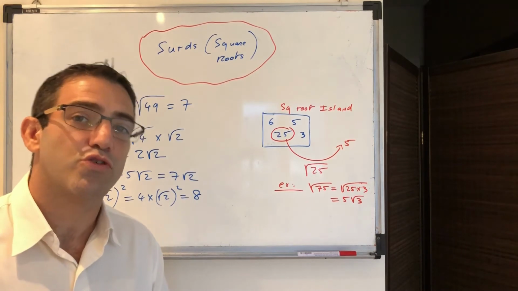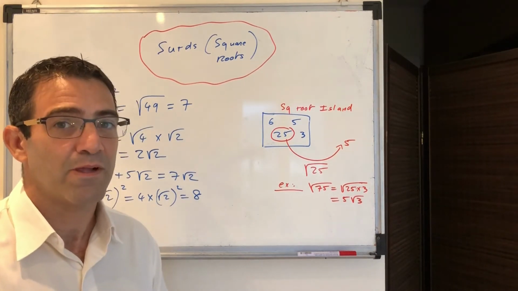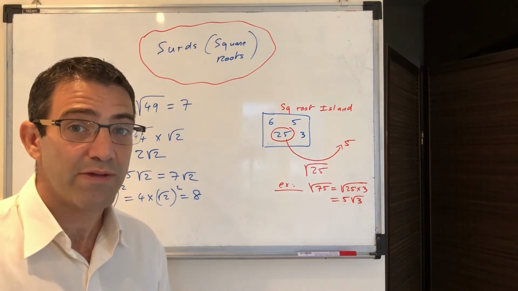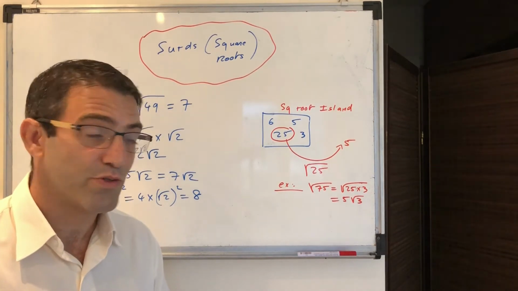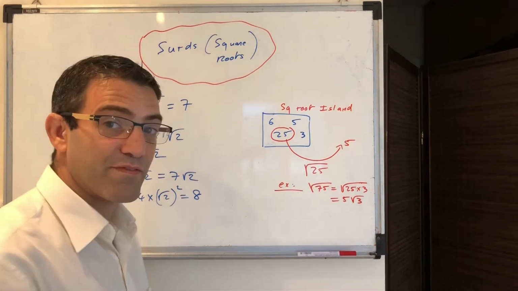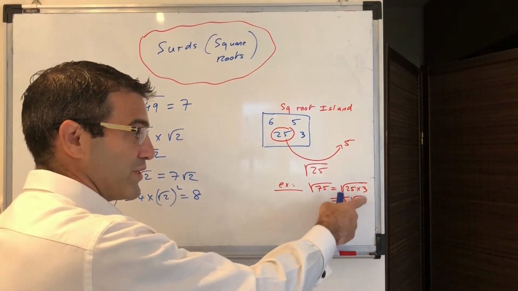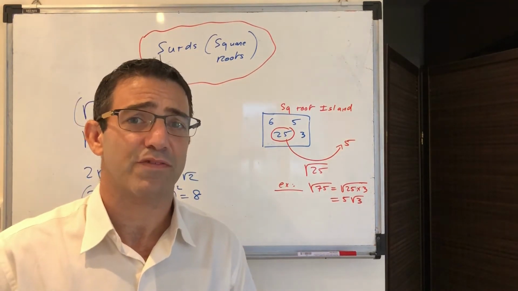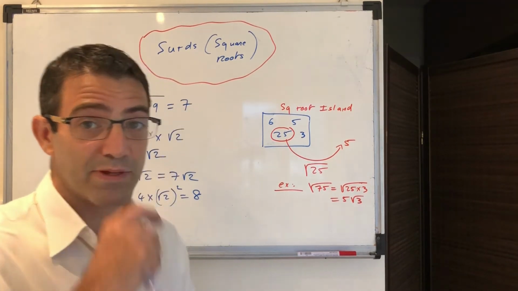Because you know your squares and you know that 25 is a perfect square, you change your 75 into 25 times 3, and sure enough, the 25 can leave the square root, and in the process becomes square rooted and becomes a 5. So the square root of 75 is the same thing as 5 root 3. The 3 can't leave. He's stuck on square root island. Bad day at the office. Sucks for him, right? So this is how you can simplify square roots.